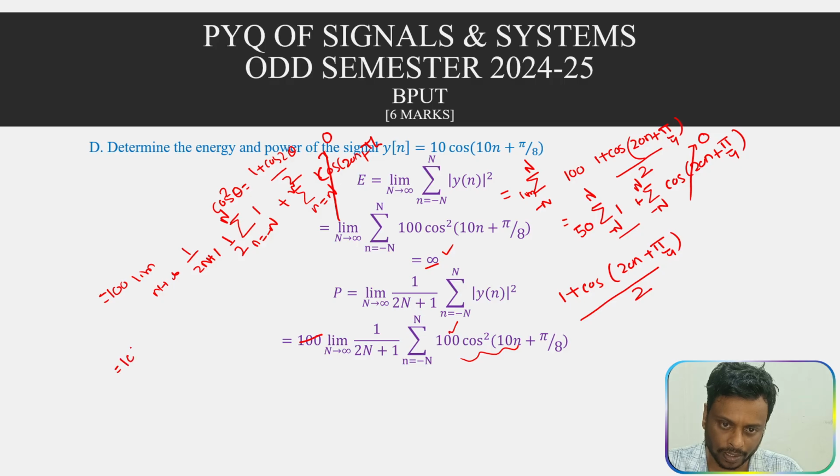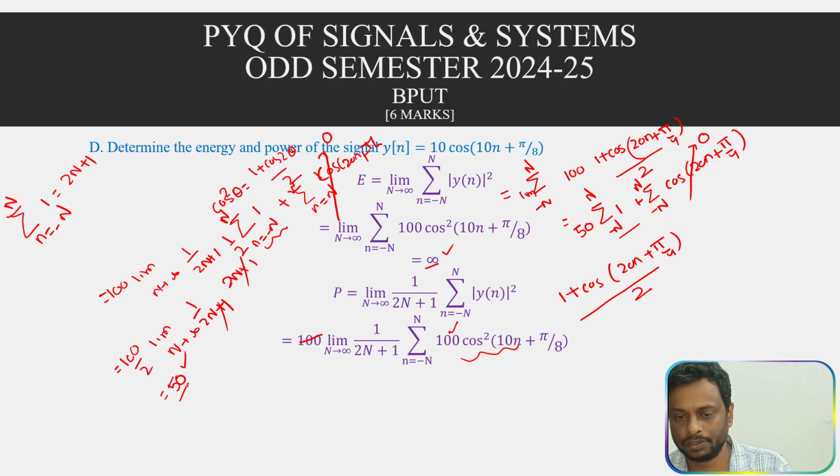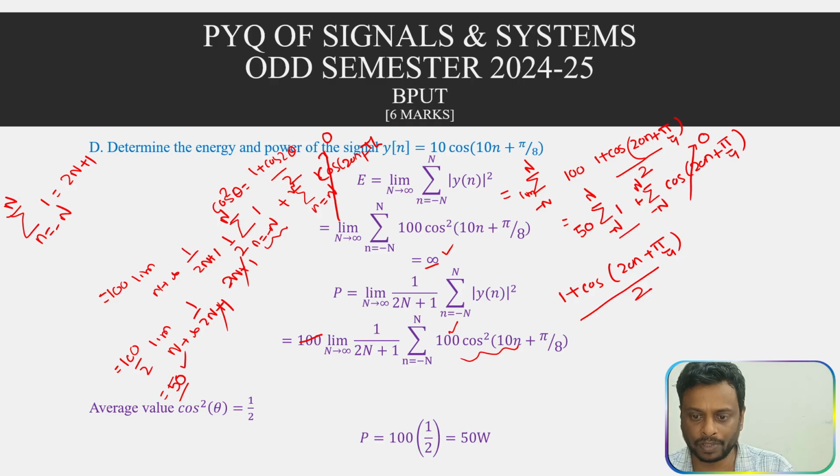So 100, this 2 by 2, so the limit n tends to infinity of 1 upon 2n plus 1 times the summation from n equals minus n to n of 1, that is 2n plus 1. So this will cancel out. So how much will it be? It will be 50, only 50 you can get. So 50 watt. The average value of cos square theta equals half, so it will be 50 watt. So we have got the energy and power of this signal.